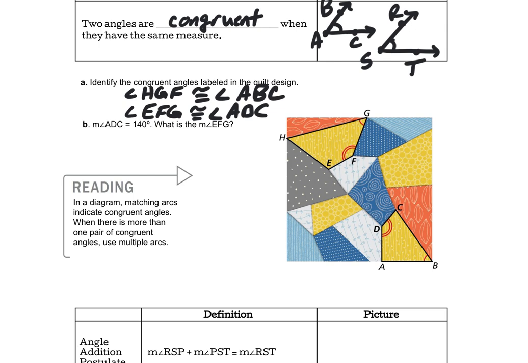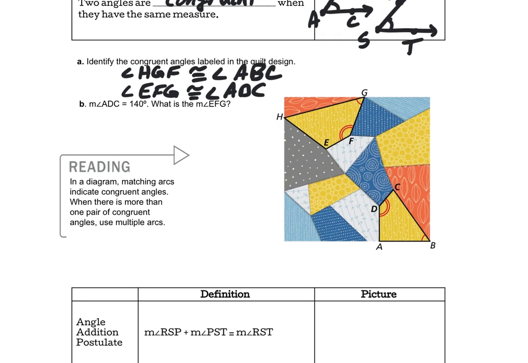Okay, you could do it with like 3 markings in there. If this one has 3 and this one has 3, then they'd be congruent. You could do it with as many as you want, but the more markings you have, the more angles that could be congruent.